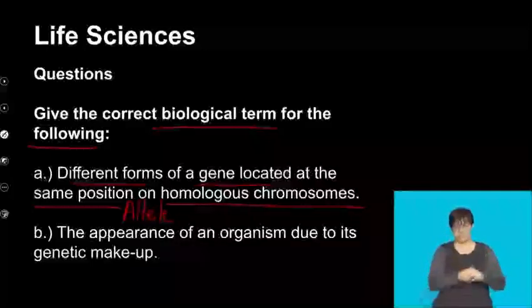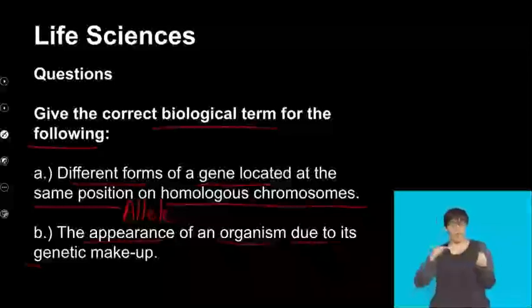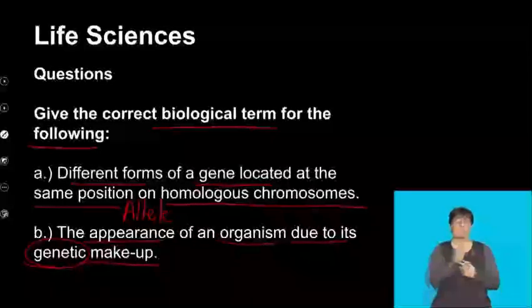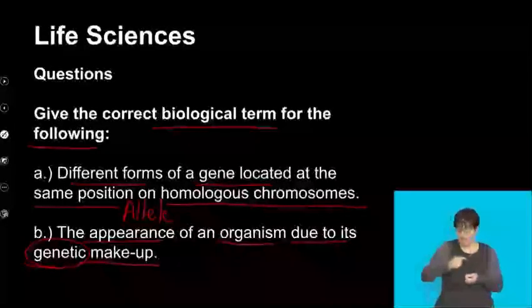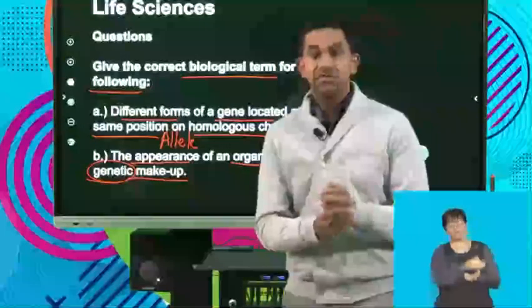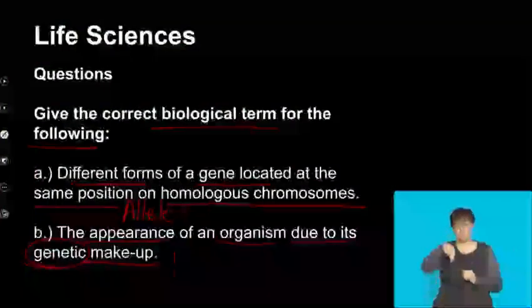The next term or description that we need to find out would be B, the appearance of an organism due to its genetic makeup. Guys, remember that it's the appearance of an organism due to its genetic makeup. So when we look at that, we refer to that as the phenotype.